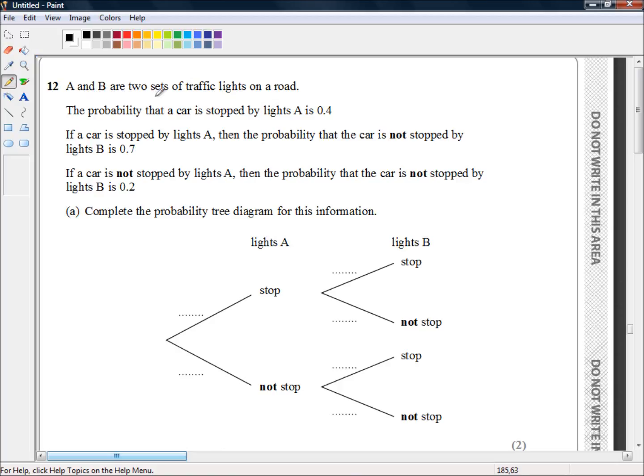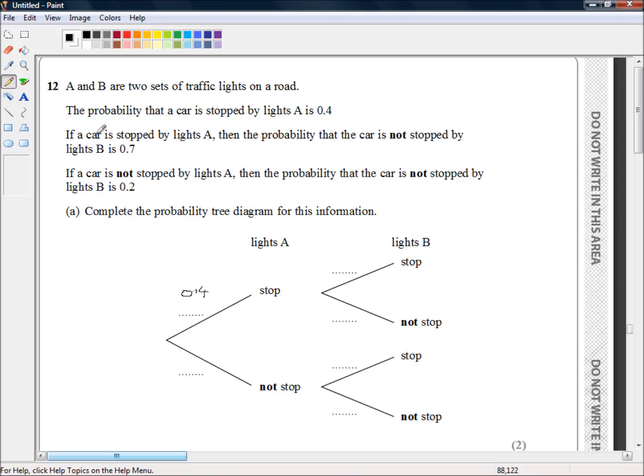A and B are two sets of traffic lights on a road. The probability that a car is stopped by lights A is 0.4. Okay, if we draw that on our probability tree here, the probability that it's stopped by lights A is 0.4. That just helps me to remember what I've been told.